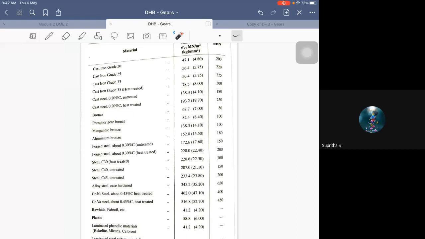So we will all go with a single material. I would select and prefer C45 steel, which is untreated, which is most popular, readily available, cheaper, and has a good hardness also. Never select a material having a hardness number less than 200. Since it has a hardness of 200, it would be easy for us. So all of you pick this particular material, steel C45 untreated, which has a value of 233.4 meganewton per meter square, and 200 is the BHN.